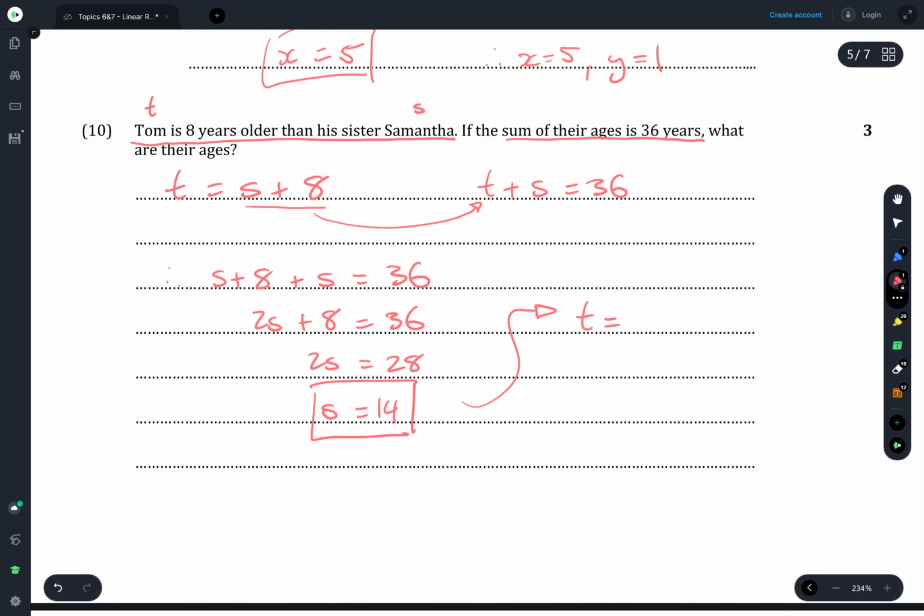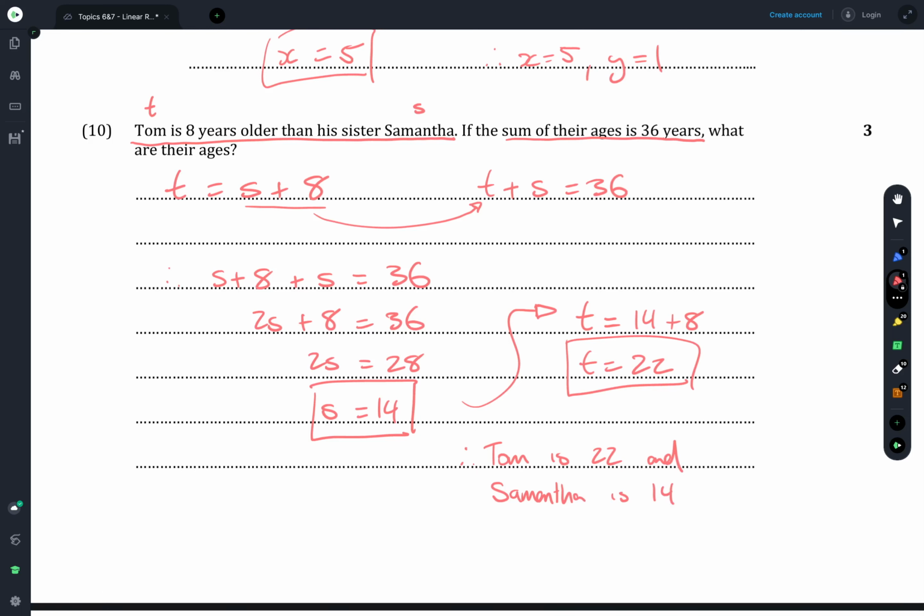Again, it doesn't matter which one. So we have T equals 14 plus 8. I'm just substituting that into the first equation. And then we get T equals 22. So therefore, Tom is 22 and Samantha is 14. All right, making sure that we're answering the question at the end.